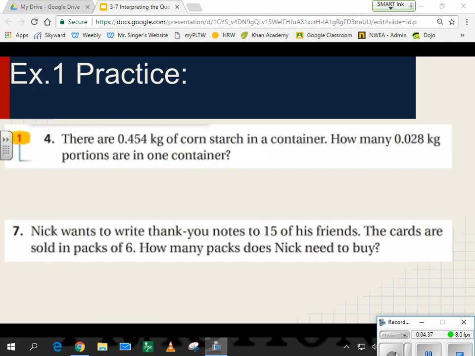So here, I'm going to do number 4, and then you're going to do number 7. Number 4 says there's 454 thousandths kilograms of cornstarch in a container. How many containers can you make if you have 28 thousandths kilogram portions? So again, this is one of those where we're going to have to divide. And if we look at it, we can see both have 3 decimal place values that we've got to move equally.